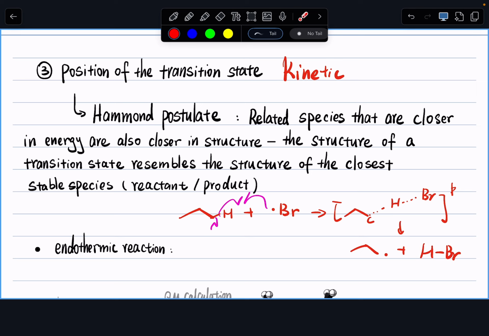All right. And we'll pick up from here in our next lecture and ask, how do we use the Hammond postulate to rationalize the kinetic effect on selectivity of the halogenation reaction?